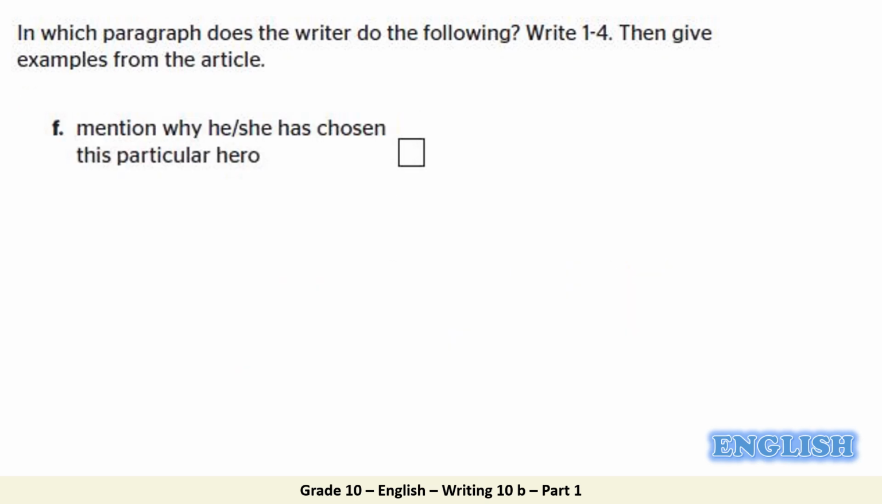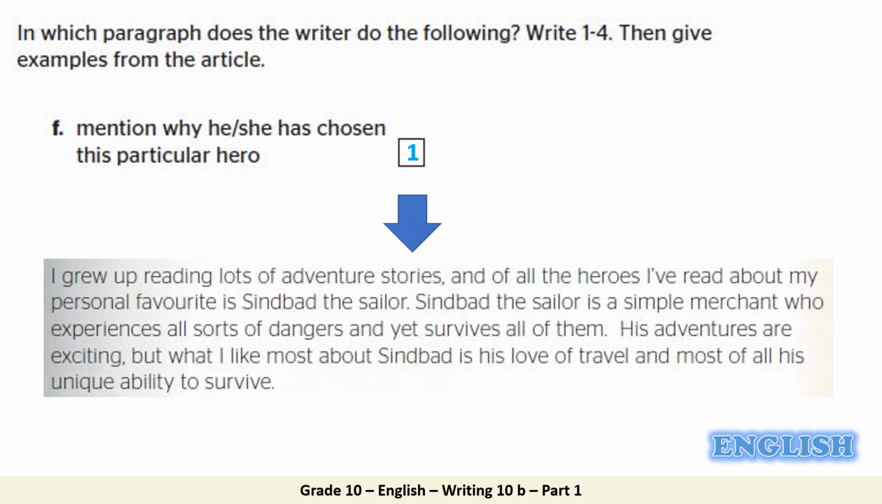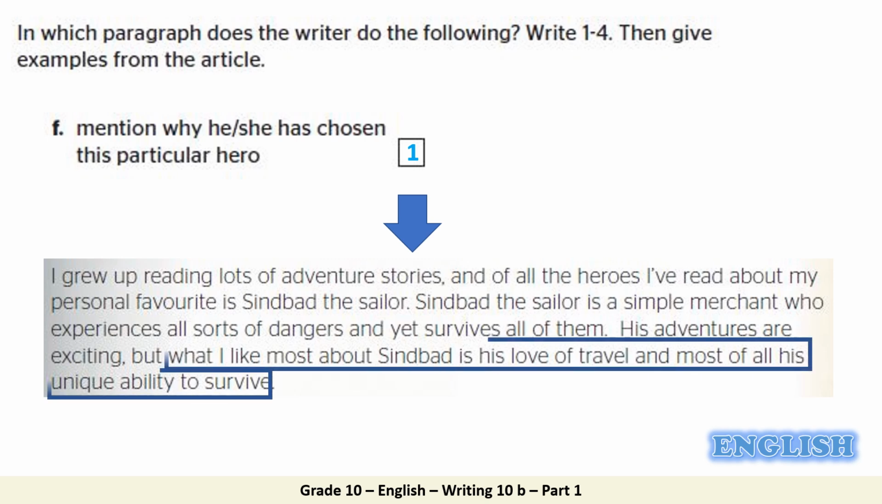Statement F. In which paragraph does the writer mention why he or she has chosen this particular hero? The reason of writing about this person was in paragraph 1. Very good. So the reason should be mentioned in the beginning. Okay, you can see here he said, "What I like most about Sindbad is his love of travel and most of all, his unique ability to survive." So Sindbad was a survivor.